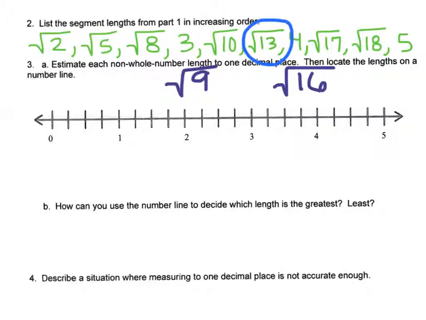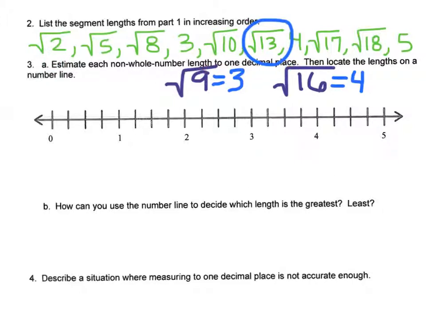Now, the square root of 9 we know is just 3. The square root of 16 we know is just 4. So now we know that the square root of 13 is somewhere in between 3 and 4. So we know we're going to write the square root of 13 on the number line somewhere in between 3 and 4. But we want to estimate to one decimal place.